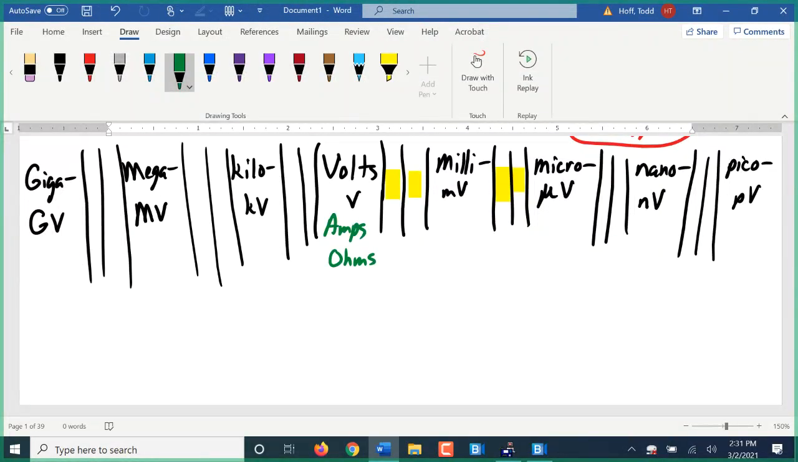So I put in 2 empty spaces in between each of these, so it's 3 spaces from one to the next. But you do have to remember that each of them is 1,000. So you could get away without putting the extra spaces in if you just knew that each step was multiplying or dividing by 1,000.